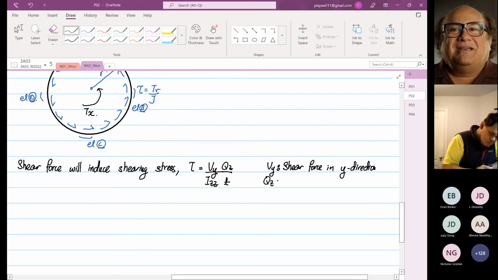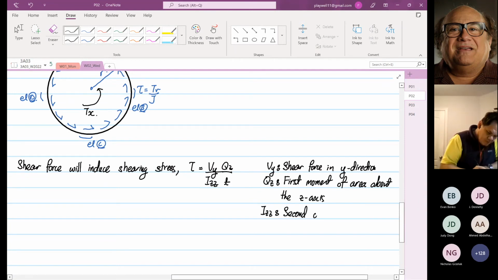Qz is the first moment of area about the z-axis. Izz, second moment of area about the z-axis.